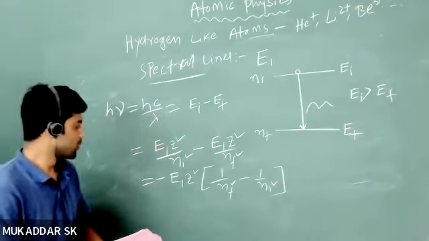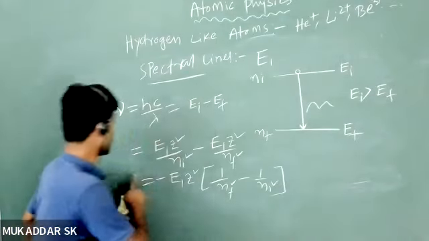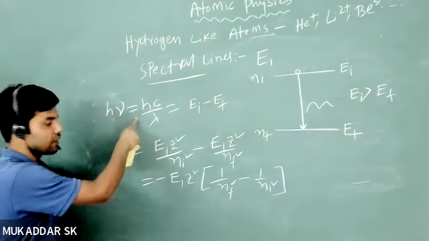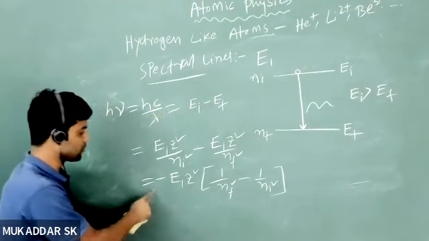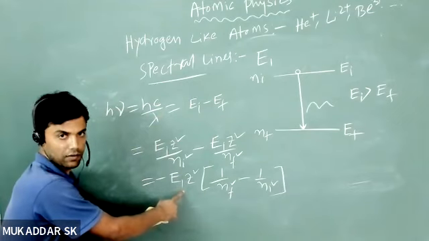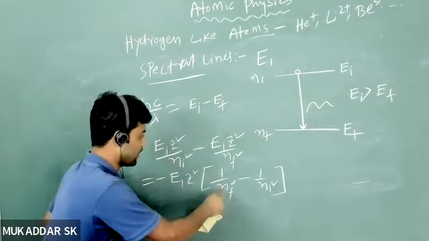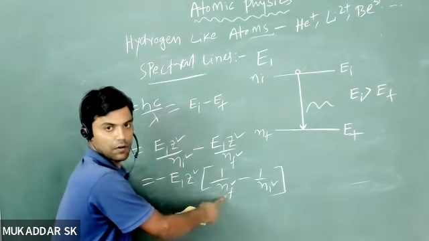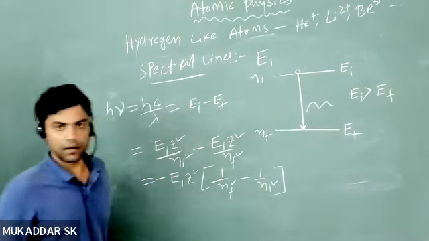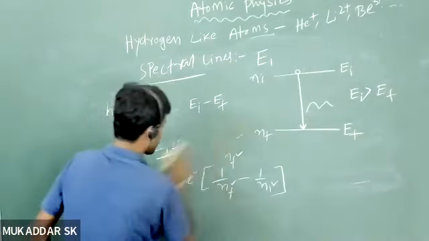Very good. So please keep in mind, now we'll go for different series. The energy of the outgoing photon, that is h nu, which is nothing but hc by lambda, should be minus E1 Z square, where E1 is the ground state energy of the hydrogen atom, Z is the atomic number of this species, and 1 by nf square minus 1 by ni square, where nf is the principal quantum number of the final state and ni is the principal quantum number of the initial state.